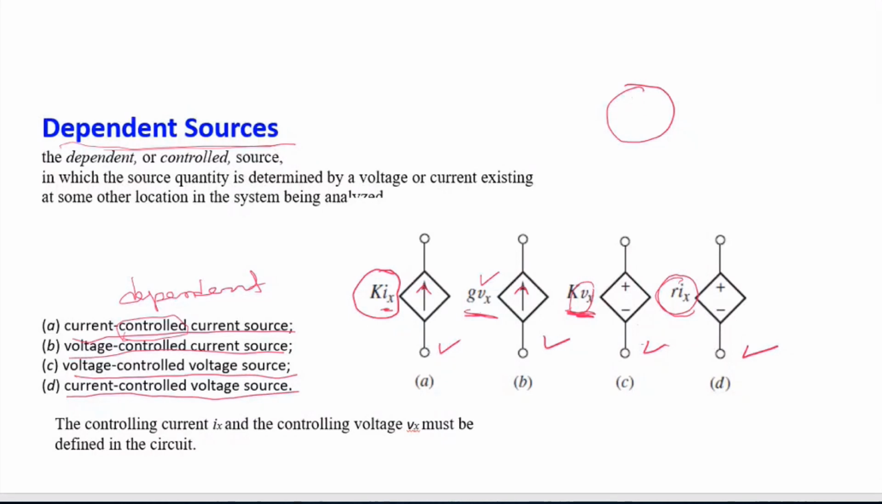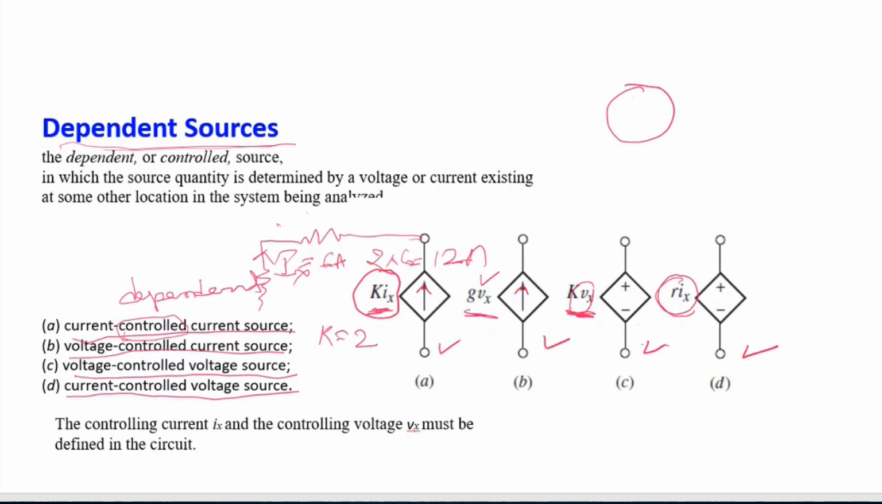What is this K into Ix? K into Ix is not a value given here. Actually, it is somewhere in the network. Suppose this is connected to a huge network like this. Ix may be the current flowing in this network. Suppose Ix is equal to 6 amperes and K is equal to 2. Then K into Ix is 2 into 6, that is 12 amperes. That means this current source will give 12 amperes.